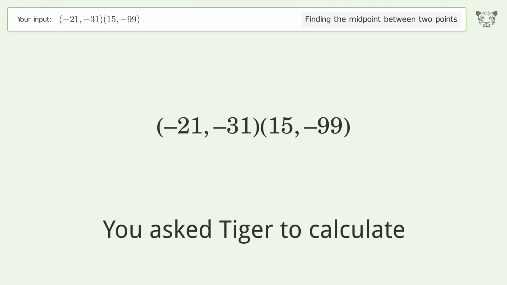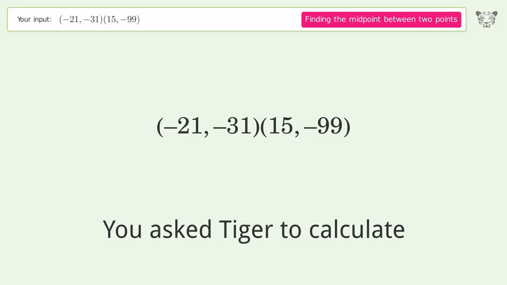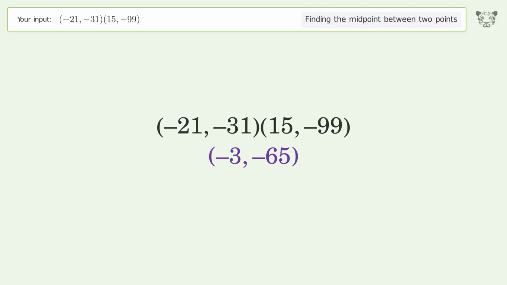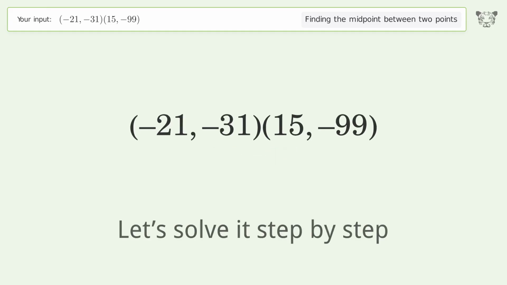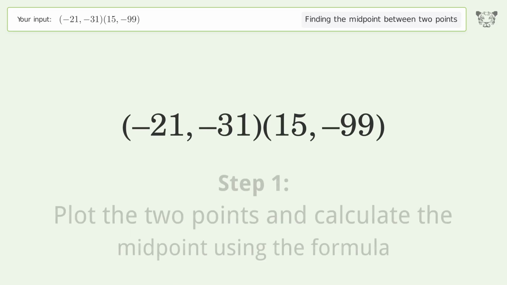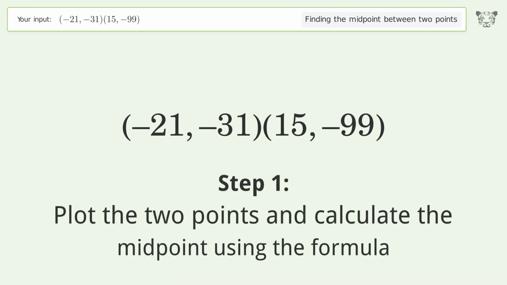You ask Tiger to calculate. This deals with finding the midpoint between 2 points. The midpoint between the 2 points is -3, -65. Let's solve it step by step. Plot the 2 points and calculate the midpoint using the formula.